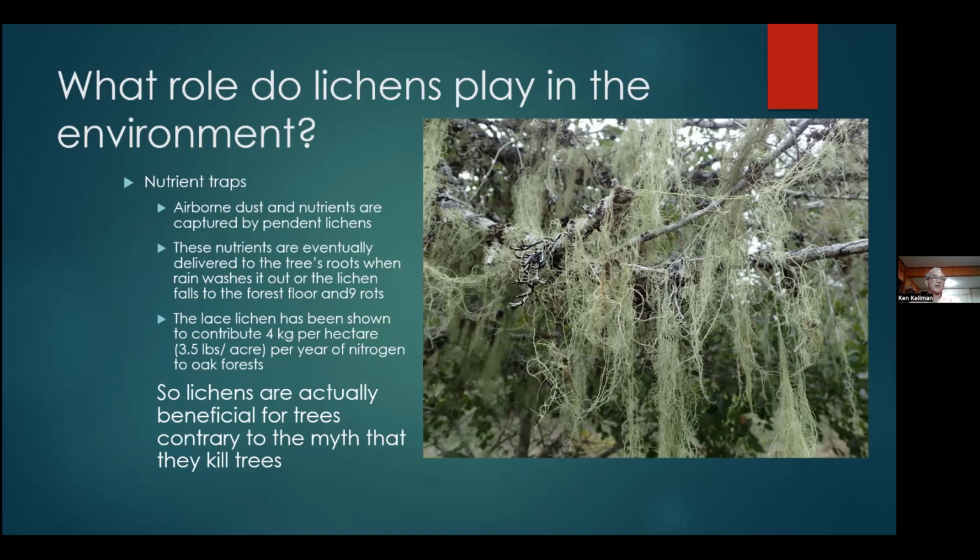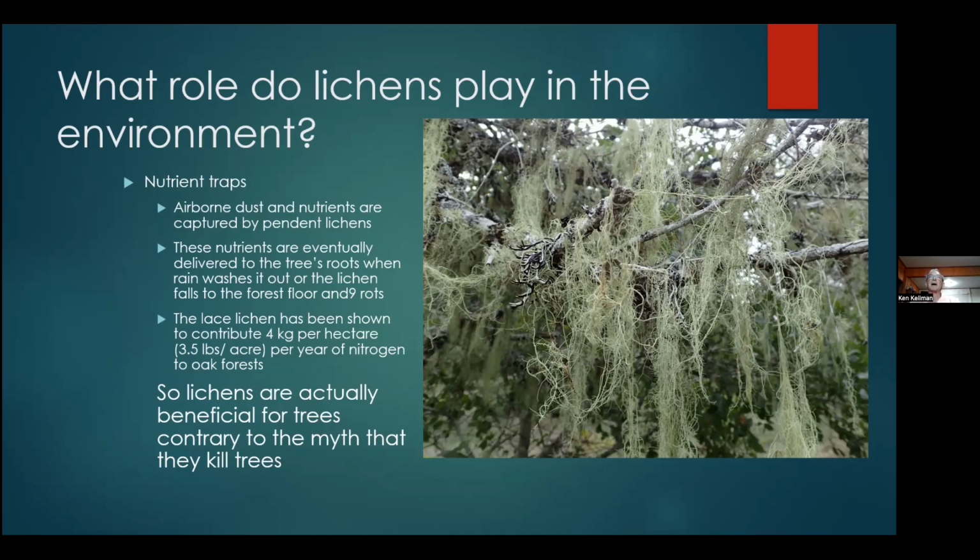The lace lichen, which we'll see on Friday, has been shown to contribute 4 kilograms per hectare, which is 3.5 pounds an acre, of nitrogen to oak forests. And this nitrogen is not coming because they're fixing the nitrogen. They don't have cyanobacteria. This is being caught from the atmosphere. So that's a really, really important point, because it is a very commonly held myth that lichens kill trees. They are actually beneficial to trees, and many studies have shown this.